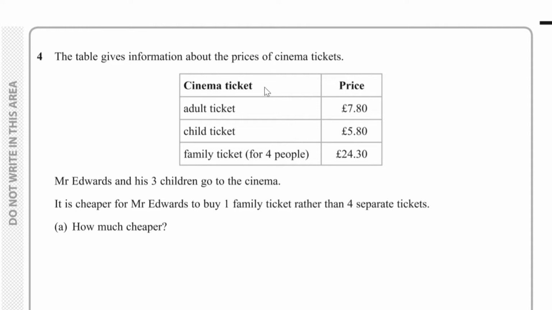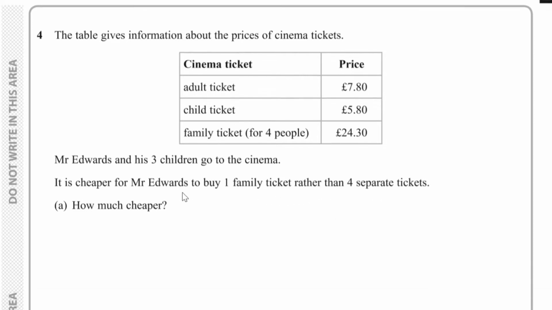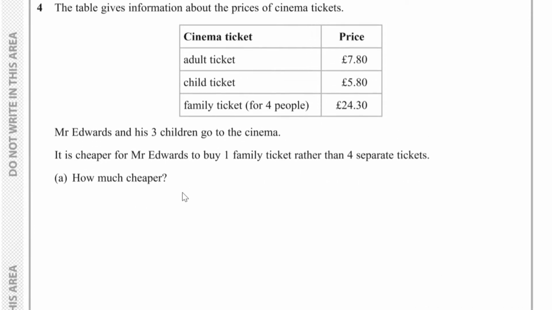Question number 4. The table gives information about the prices of cinema tickets. Adult tickets cost £7.80. Child tickets cost £5.80. A family ticket for 4 people costs £24.30. Mr. Edwards and his 3 children go to the cinema. It is cheaper for Mr. Edwards to buy 1 family ticket rather than 4 separate tickets. How much cheaper?